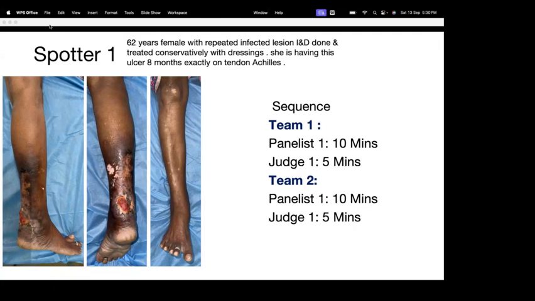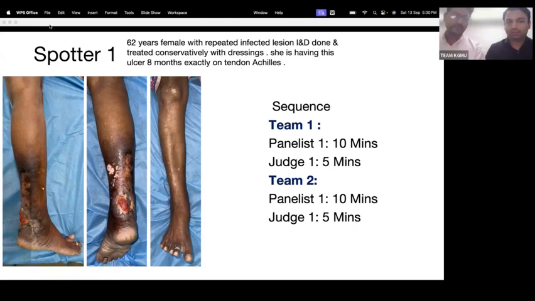Tell me which flap. Team A, what is the flap of your choice? Sir, your time is going on. Please answer fast. Team B: PTA perforator based propeller flap, sir. Propeller flap, from which side? Which vessel perforator? Vascular axis? Sir, PTA based. Posterior tibial. Sorry, sir, peroneal based.